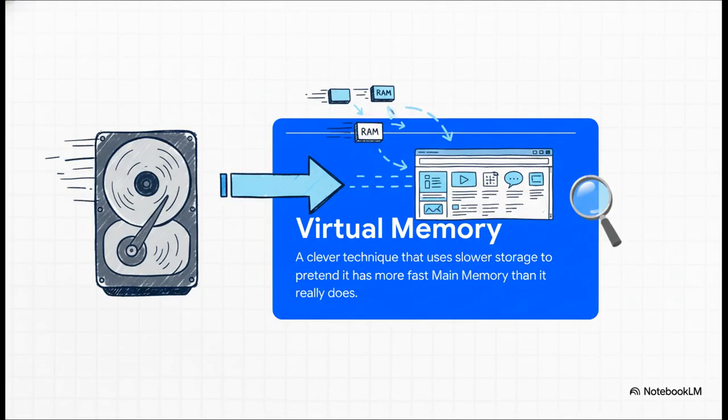And to manage all this, computers have this just brilliant trick up their sleeve called virtual memory. It lets the system use a chunk of that slow hard drive space and pretend that it's actually part of its fast main memory. This is exactly how you can have dozens of browser tabs and applications open all at once, even if you don't have a ton of RAM.